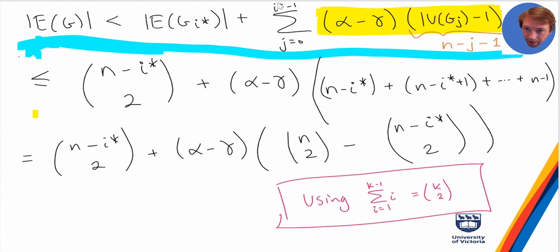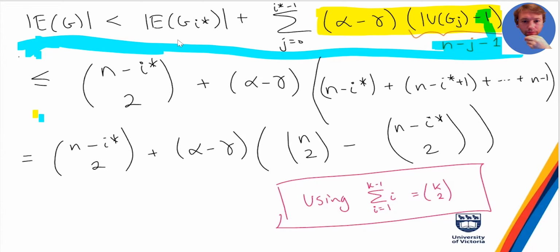And the number of vertices in GJ is just n minus j minus 1, I think. Yeah, because in the case j is 0... Oh, sorry. The number of vertices is n minus j, and then I've got a minus 1 here that goes with that one.